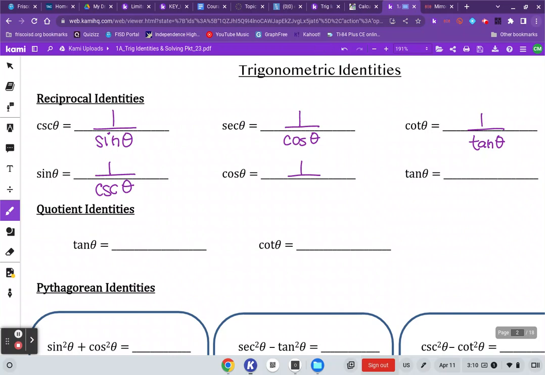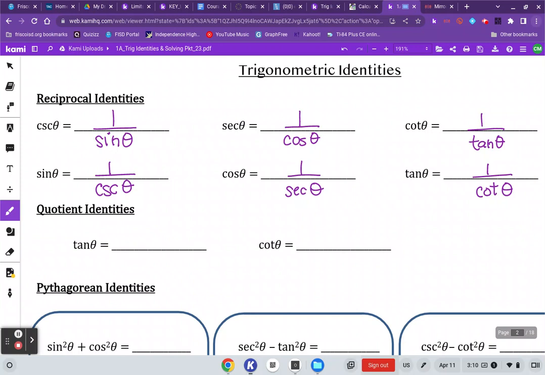Okay, sine is 1 over cosecant. Cosine is 1 over secant. Tangent would be 1 over cotangent. Okay, so those are, again, identities we really already knew. We just didn't know we knew them as an identity.